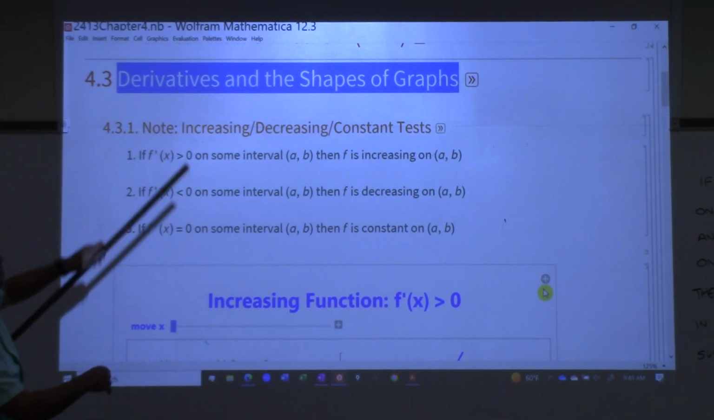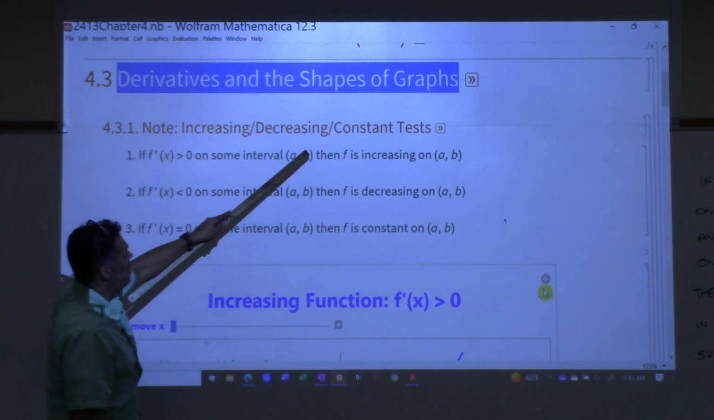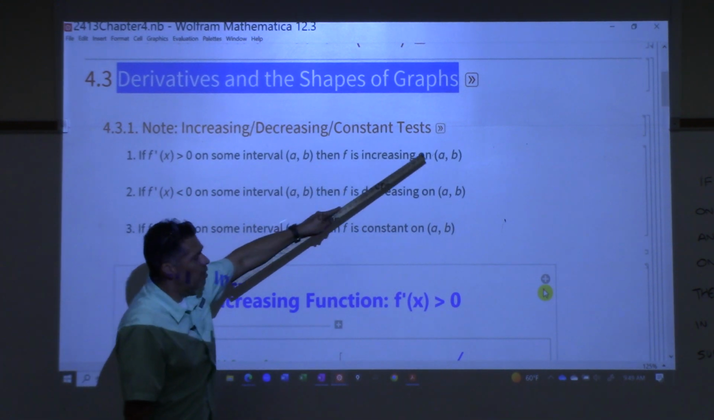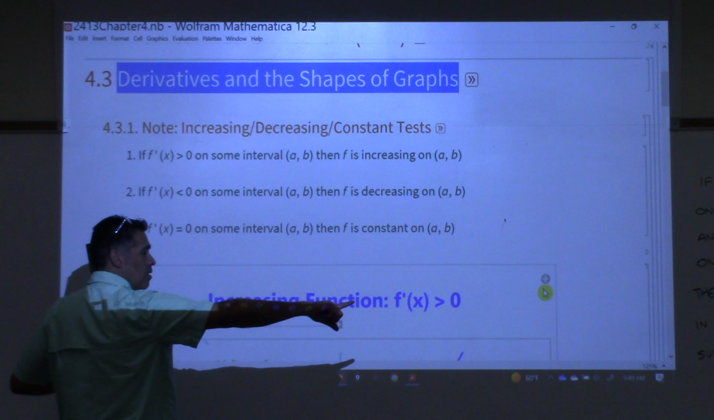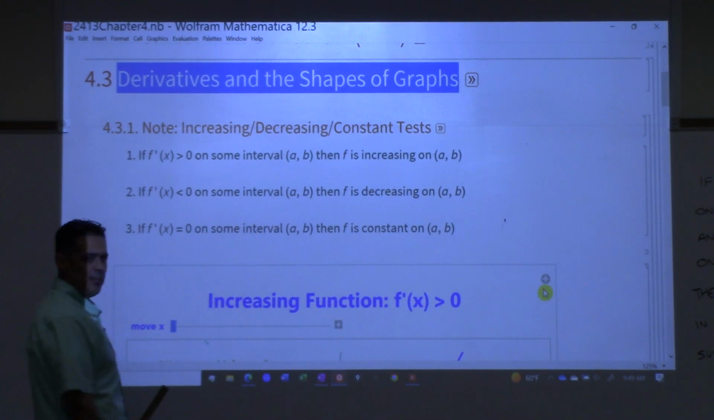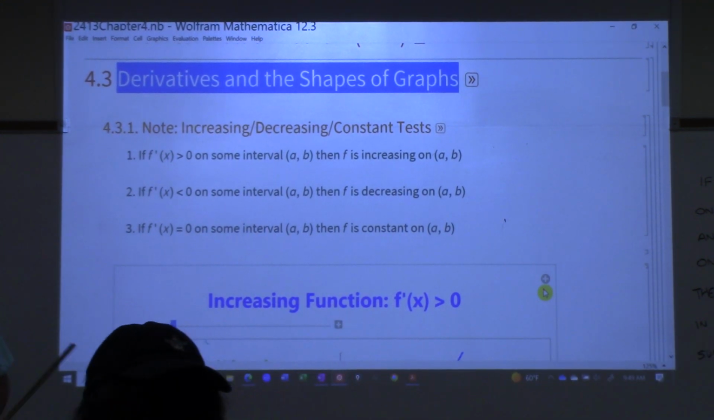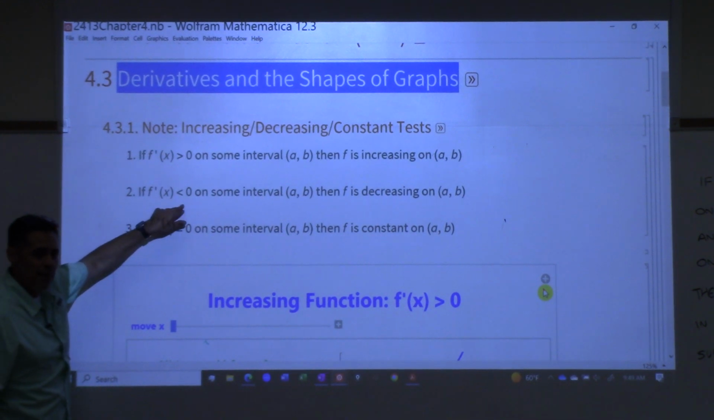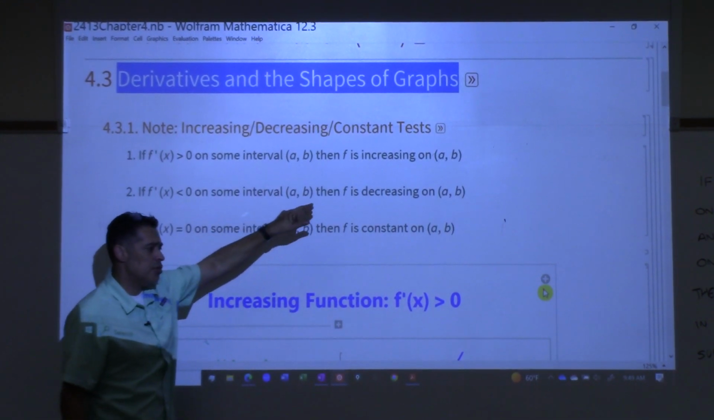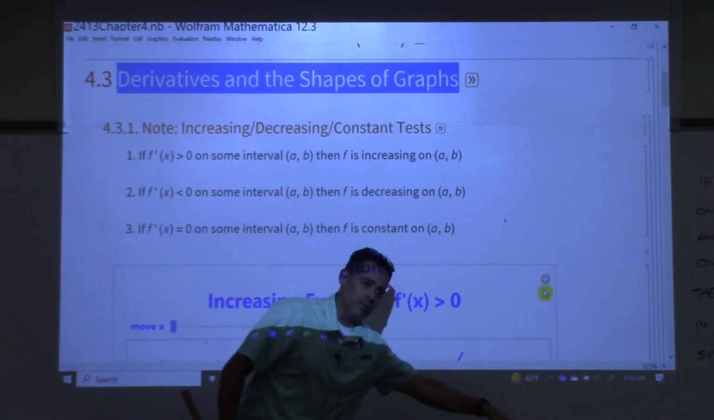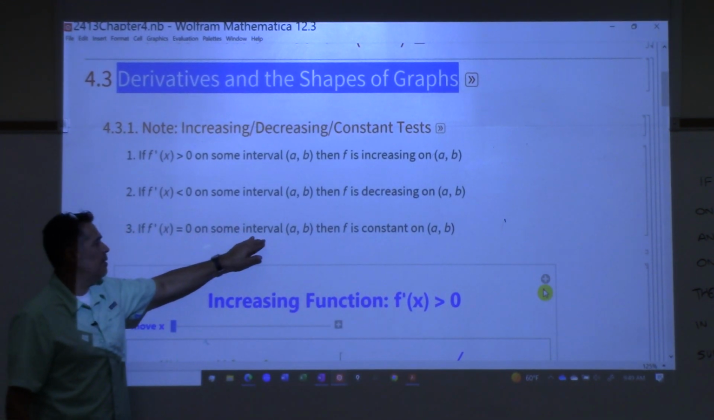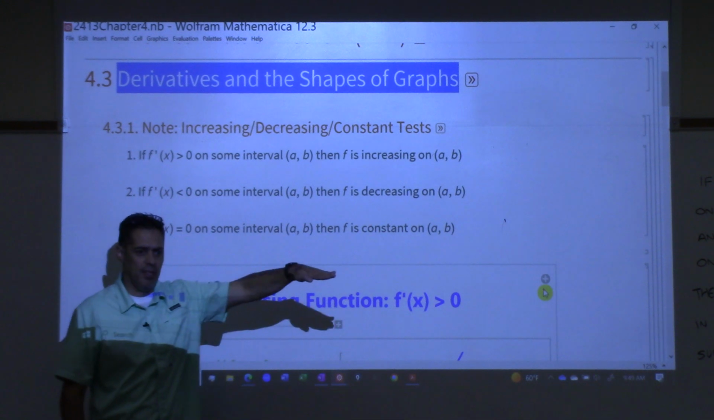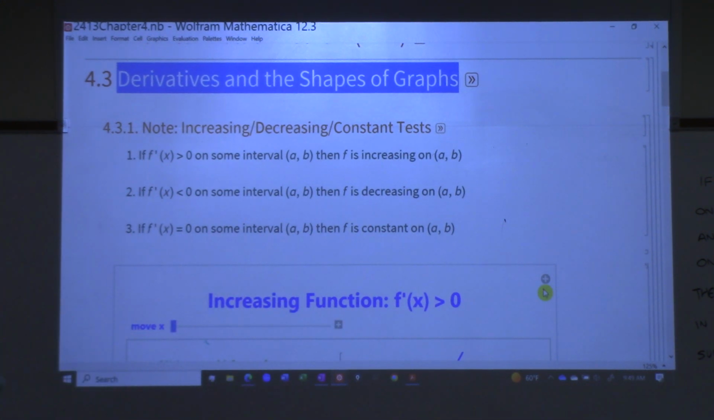So if the slope of the tangent line is positive on some interval, then the function must be increasing on that interval, which means your function has to be going up as you go from left to right. Does that seem reasonable to you? If the derivative is negative on some interval, then the function must be decreasing. That means it must be going down, right? And if the derivative is 0 on some interval, then the function must be constant. It must be just a flat line, right?